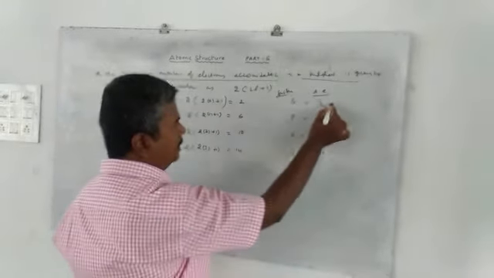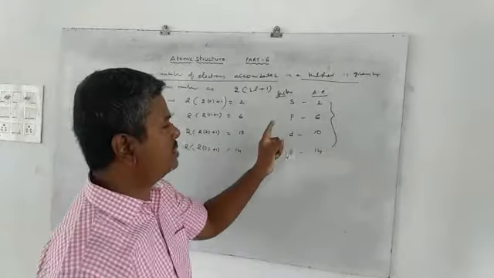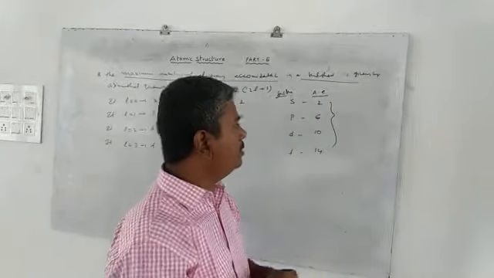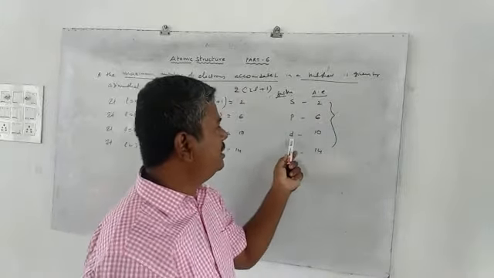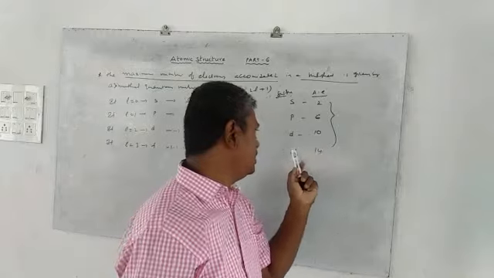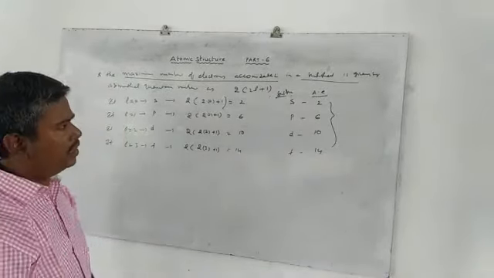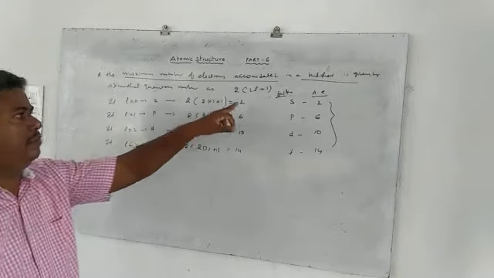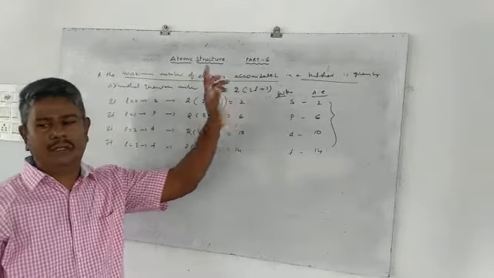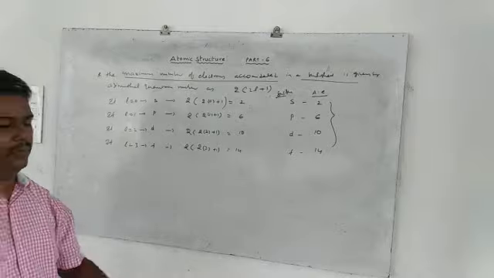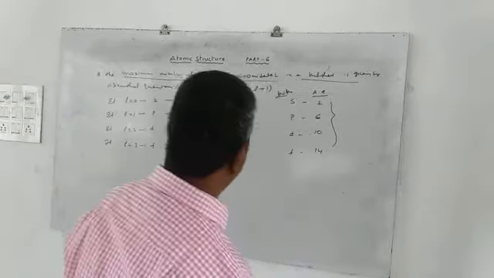So the S orbital accommodates how many electrons? 2 electrons. Where the P subshell accommodates how many electrons? 6. And D accommodates which one? 10 electrons. And F accommodates which one? 14 electrons. So all these constants are from which one? On the basis of the azimuthal quantum number L. Now another quantum number, which is the magnetic quantum number.